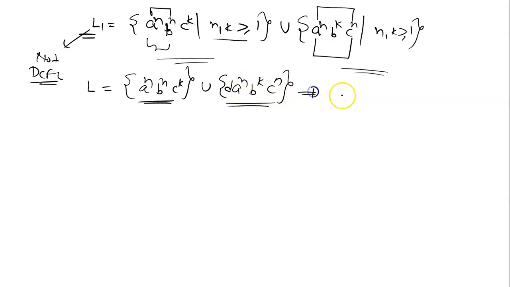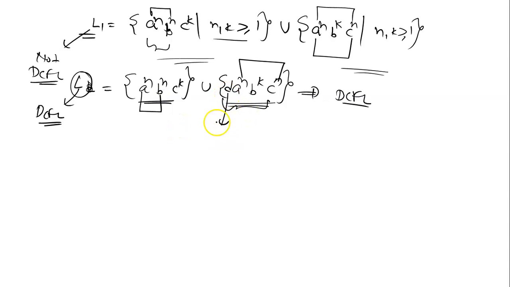Now this L is a DCFL. Why is this a DCFL? Everything is clear now, push and pop, everything is clear. First you push all the a's. Then if your string starts with d, you check a^n b^k c^n. If your string does not start with d, then you check a^n b^n. So this d tells you which part your string belongs to. That is why this L is DCFL.